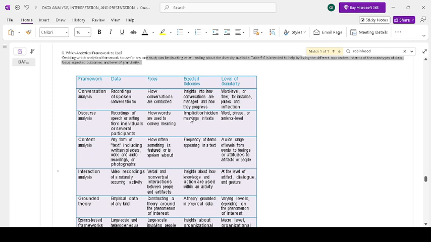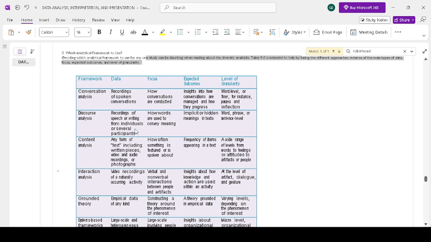The disadvantage of this, again, is that there's too much data. How conversations are conducted, etc. Recordings of spoken conversation. Again, it goes back to how words or books provide a level of this detail that is very helpful.